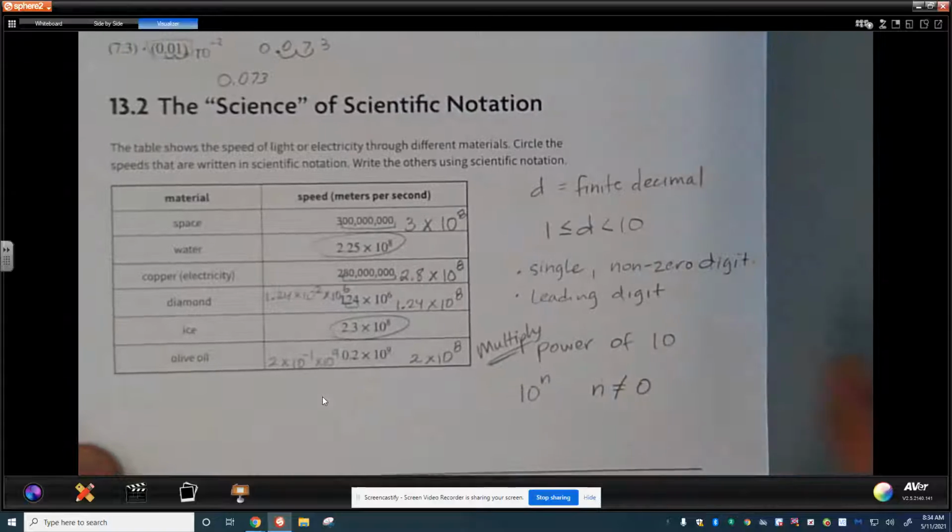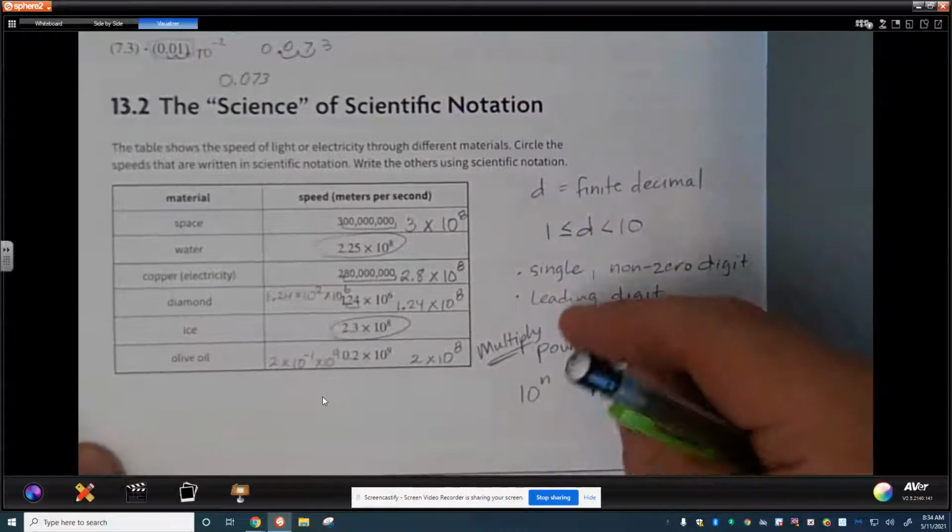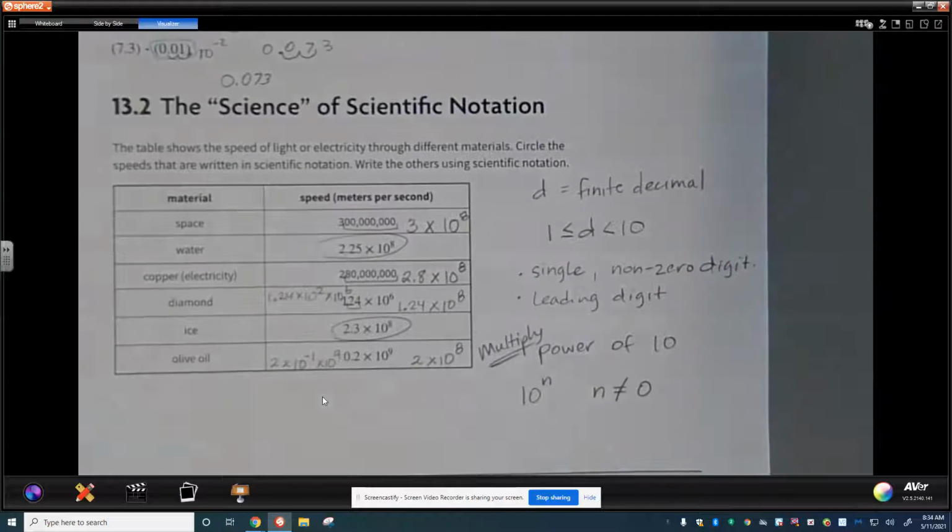There you go. Take a moment to pause. Make sure you write this down, because this is going to be the big piece you have to know if it's in scientific notation.